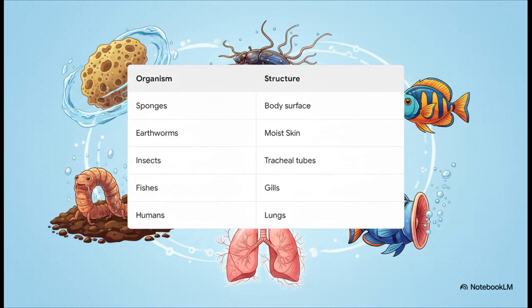Then you have aquatic life, like fishes, which developed highly vascularized gills for branchial respiration. And finally, complex terrestrial animals like us humans evolve specialized vascularized bags. We call those lungs, and that is pulmonary respiration.